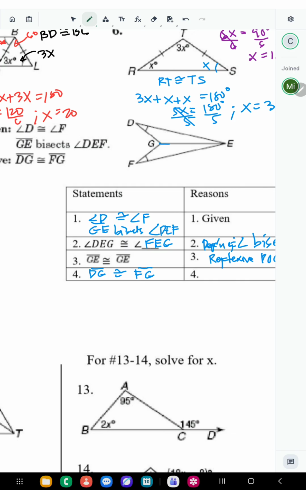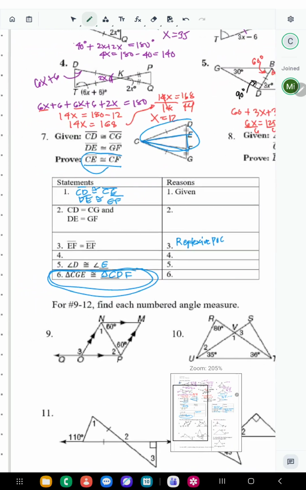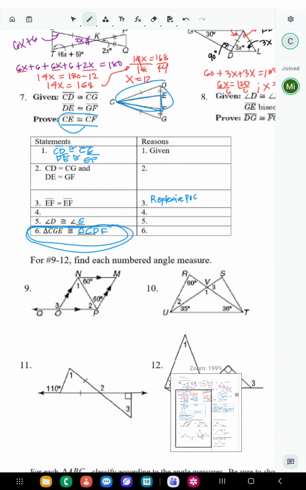So we have this side, then angle, okay, angle, side, SAS, no? No. Yeah, SAS. Okay. It was like this one, number 7, it's strange. Okay.